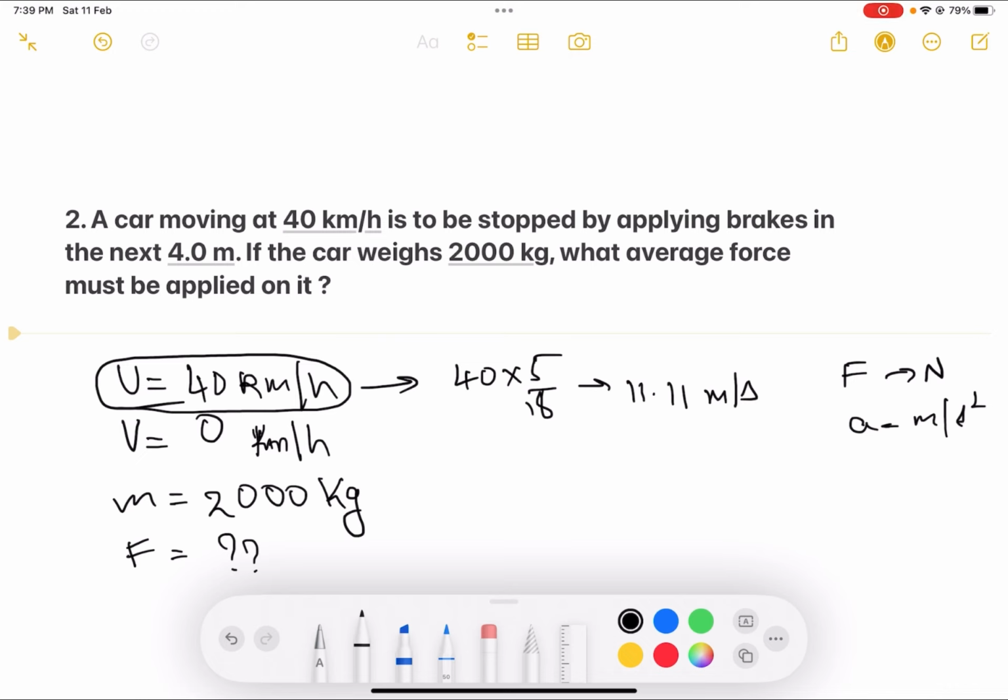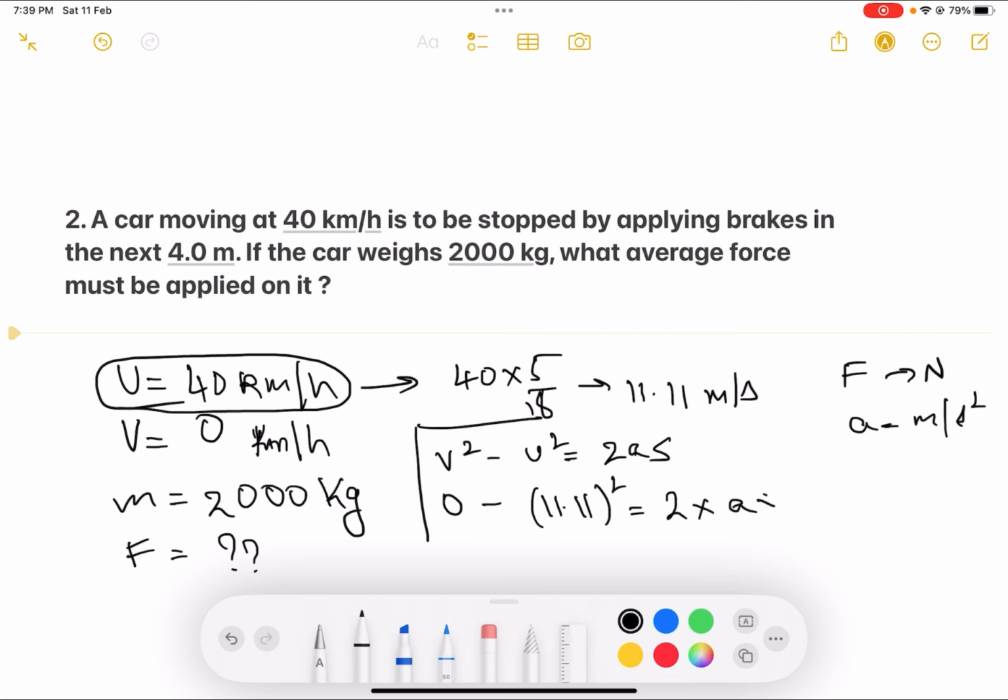Okay. Now, the next thing we need to do is calculate the acceleration. So what is the distance-acceleration relation formula? v square minus u square is equal to 2as. Now if we substitute these values, v is 0 minus 11.11 whole square is equal to 2 into a into 4 meters. If we simplify this, we get a to be minus 15.42 meter per second square.